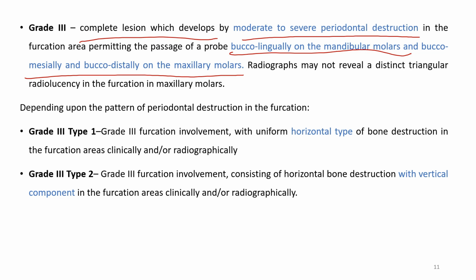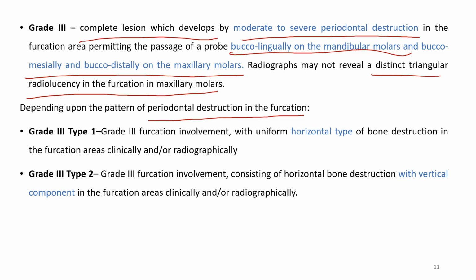Radiographs may not reveal a distinct triangular radiolucency in the case of maxillary molars, because there can be overlapping of the radiolucency with the palatal root. So that's why in grade 3 furcation involvement also, sometimes we cannot visualize the radiolucency, depending upon the pattern of bone destruction in the furcation.